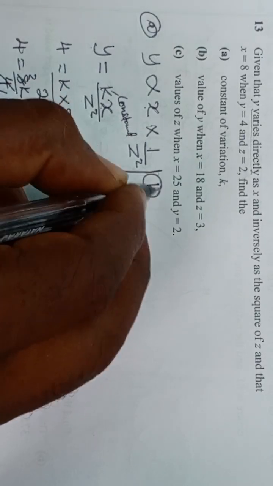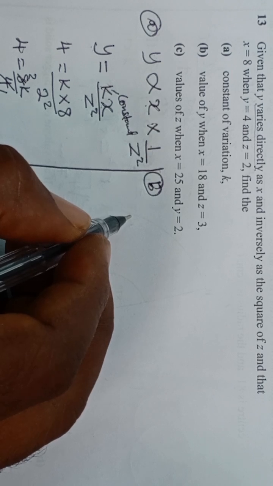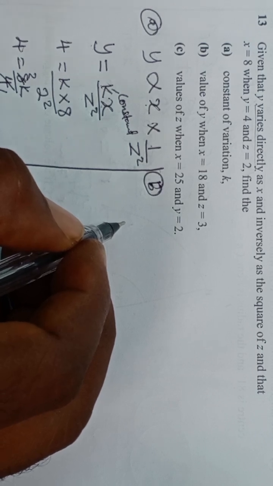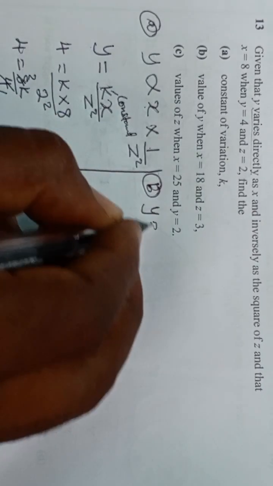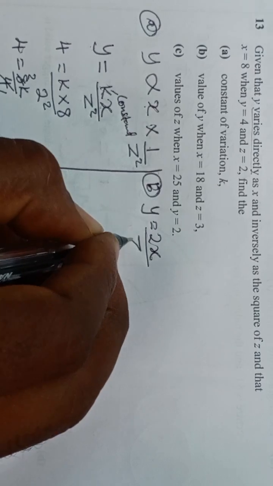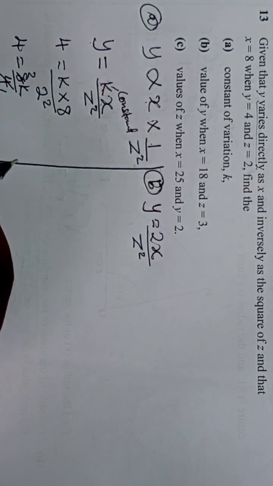So part B, find the value of y when x is 18 and z is equal to 3. So we already have the variation equation. It is y equals, the value for k is 2, so it will be 2x over z squared. So this is the variation equation.